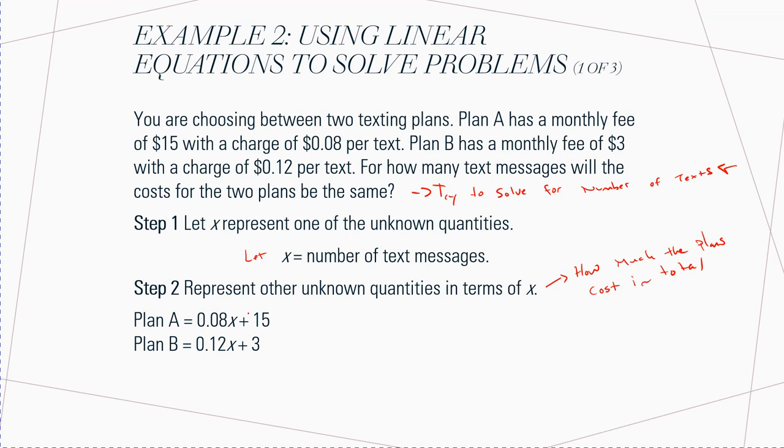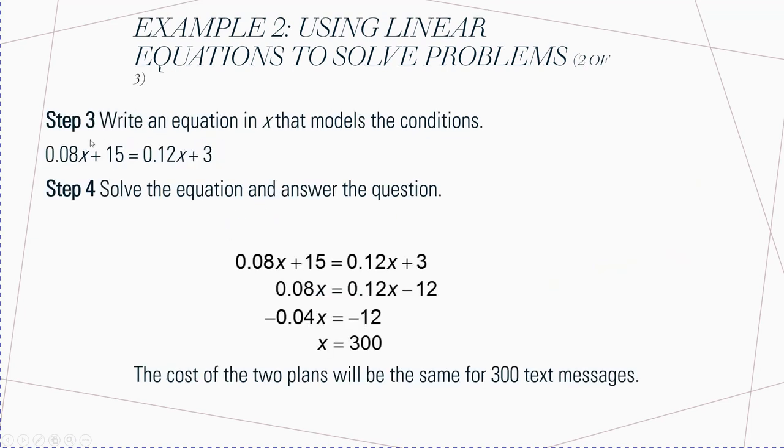So now what we want to do is write an equation that we can solve. And so what we want to do is find out when the two plans will be the same. So our equation is going to be setting the two plan costs equal to each other. So all you're going to have to do then is solve this resulting equation. So it's 0.08x plus 15 is equal to 0.12x plus 3.